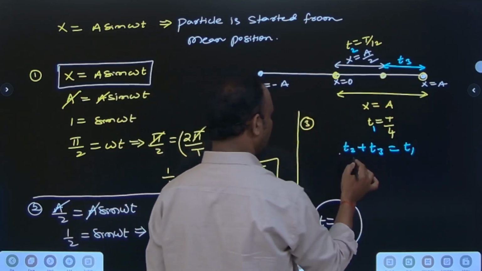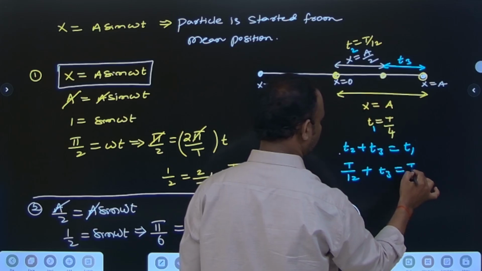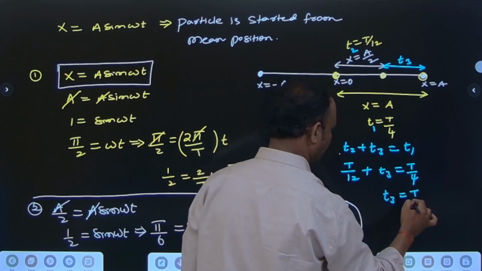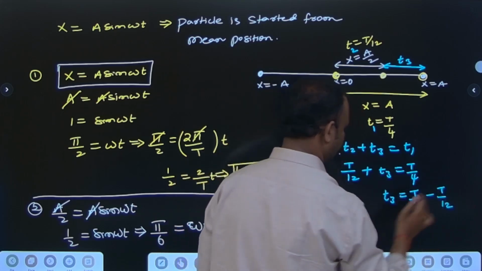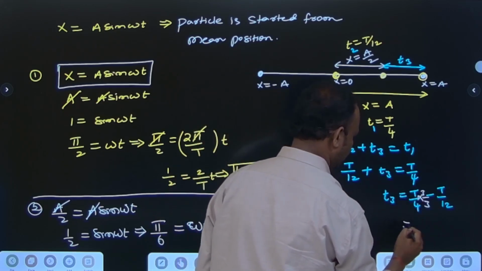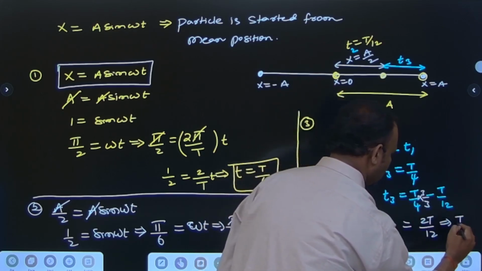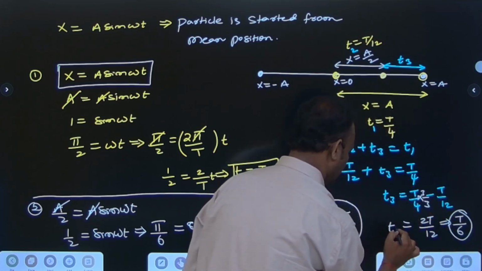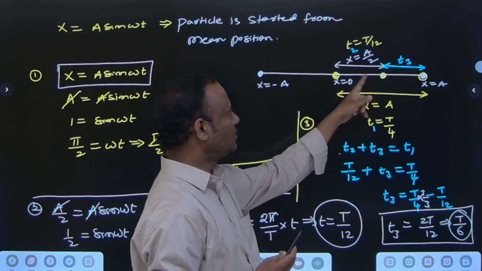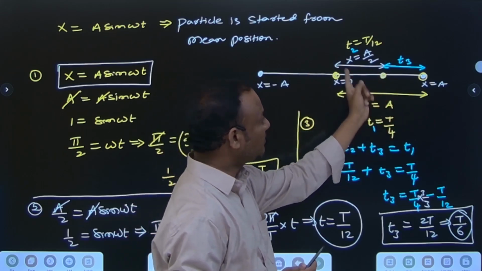So T2 is T by 12, T3 we don't know, and T1 is T by 4. T3 is equals to T by 4 minus T by 12. I want to get 12 as the denominator, so multiply by 3 by 3. 3T minus T is 2T, so 2T by 12, which means T by 6. This is T3, the time taken from x equal to A by 2 to x equal to A.